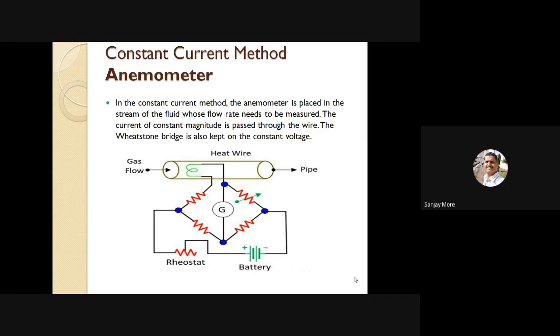After 1 hour, we are going to conduct the practical. Om Metkari, roll number 28.